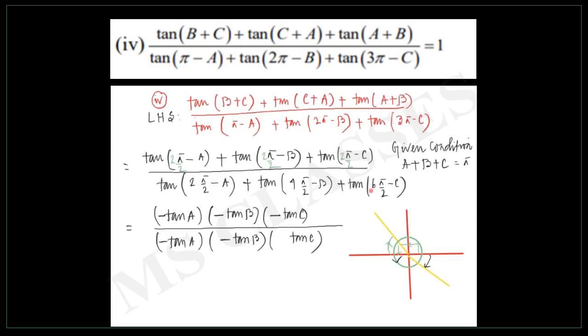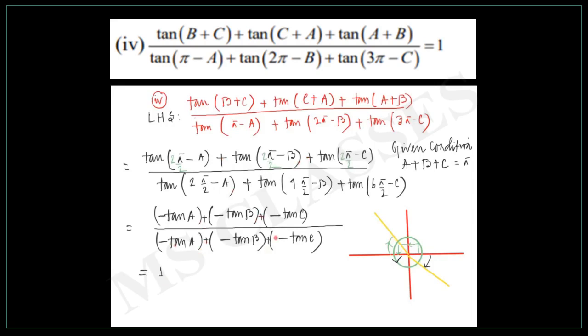What is 6 pi by 2? Very simple. 4 pi by 2 means one complete circle. Again pi by 2, pi by 2, minus something. Basically, you can say 4 pi by 2 plus 2 into pi by 2 minus something. That is a complete circle plus 90 degree, again 90 degree, minus something. Which quadrant? Second quadrant. Second quadrant tan is what? Negative. So we put minus sign in between. Here also minus, here also minus.